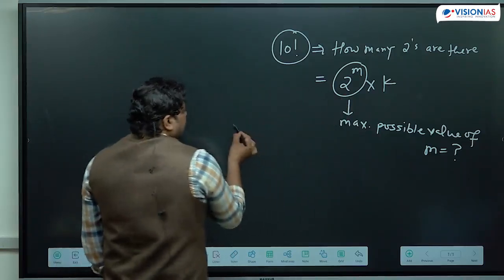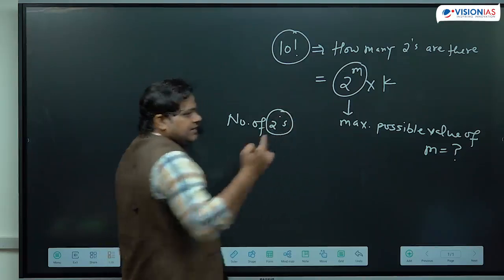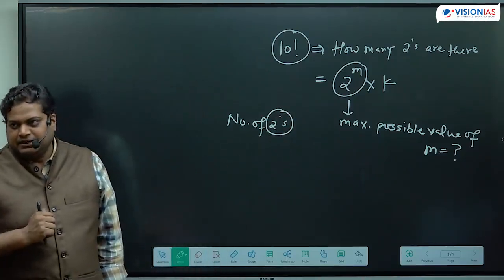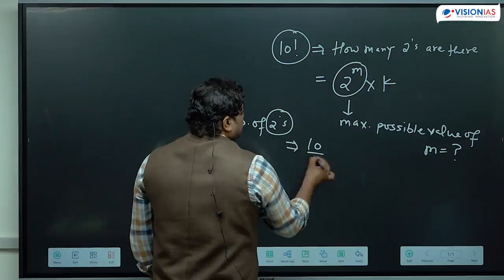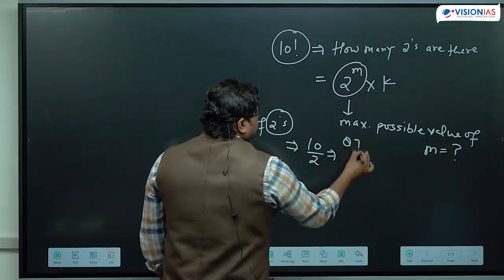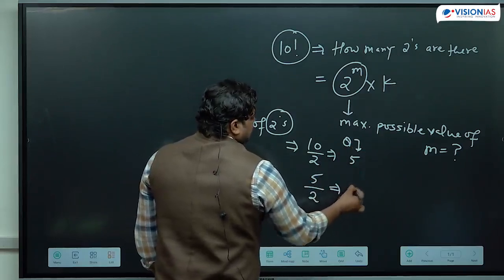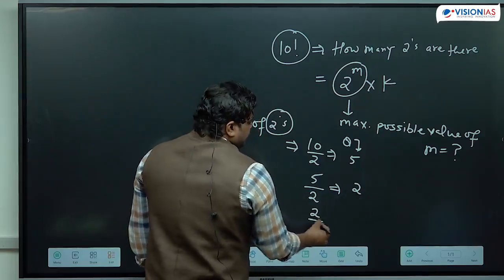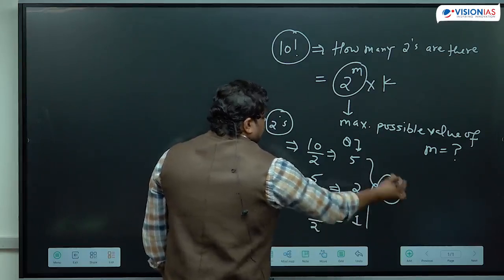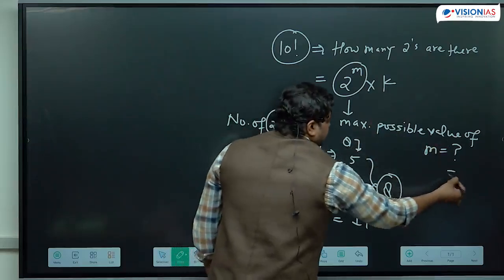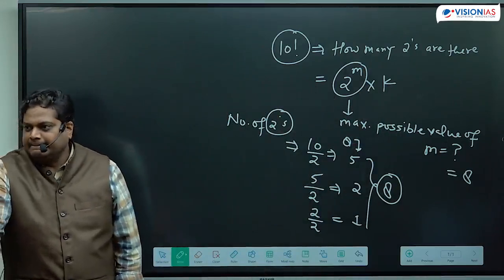So how we can calculate number of 2s? अब number of 5s निकालना था, we were dividing by 5. Number of 2s में we'll divide by 2. 10 को we can divide by 2. We'll try to see what quotient we are getting. 5. Again 5 को will divide by 2. What quotient we are getting? 2. Again 2 को will divide by 2. 1. Total number of 2s 8. So m की maximum possible value will be 8. Number of 2s 8. This way we can get answer. मिल जाएगा.